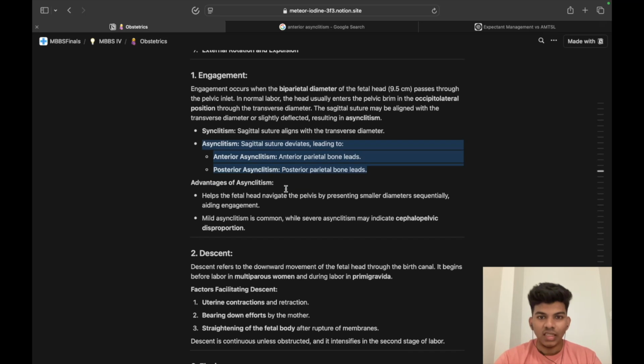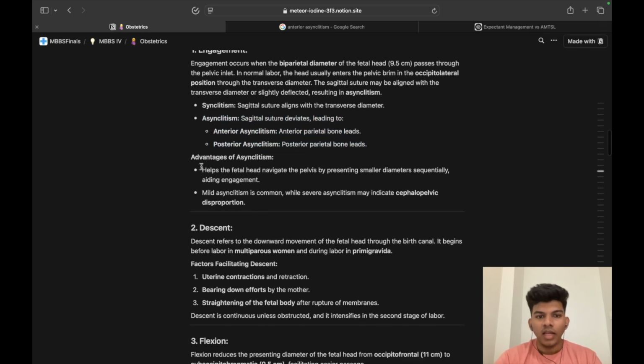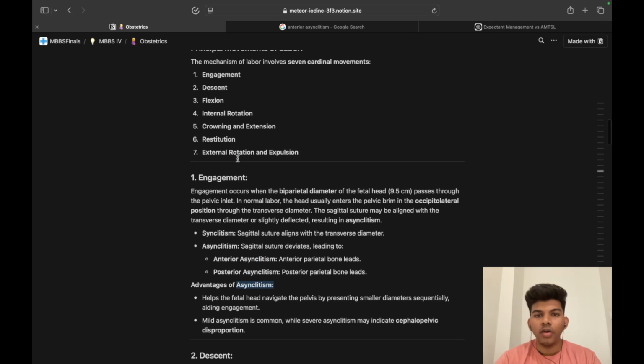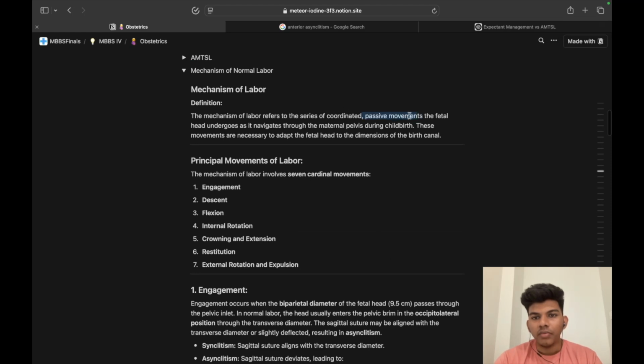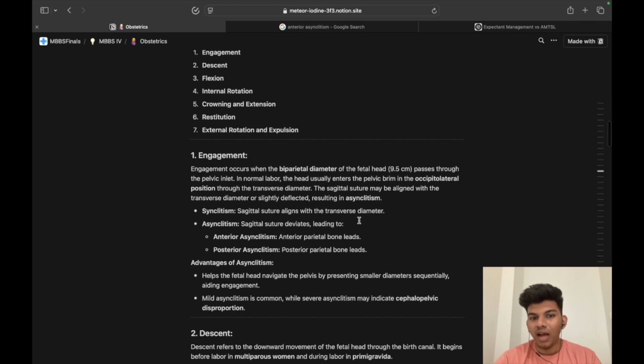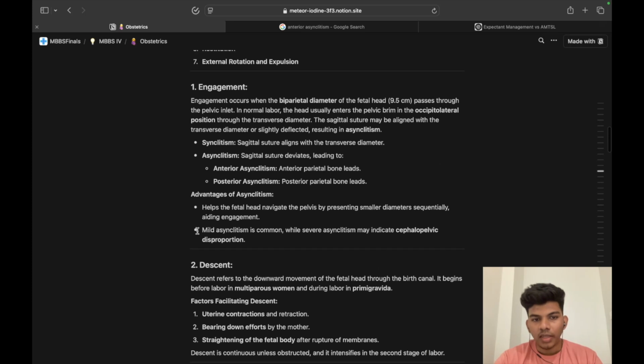What it means? Synclitism, asynclitism. Advantages: it helps the fetal head navigate the pelvis by presenting smaller diameters sequentially, aiding the engagement. So with this, it's like a normal mechanism. We already know it is passive in nature. Whatever gives least resistance, that is the one being followed. In this particular case, that is what aids the engagement. So smaller diameter equals less resistance.